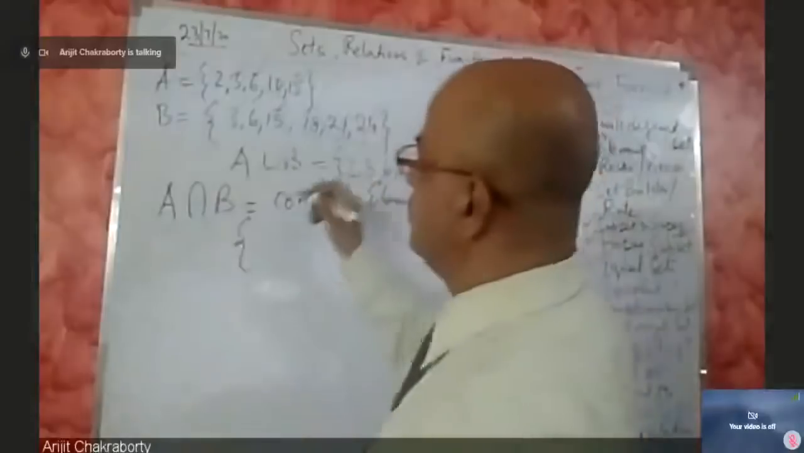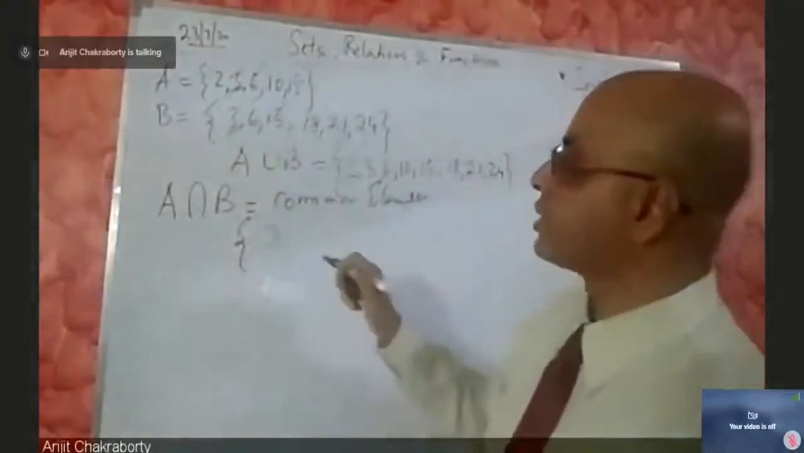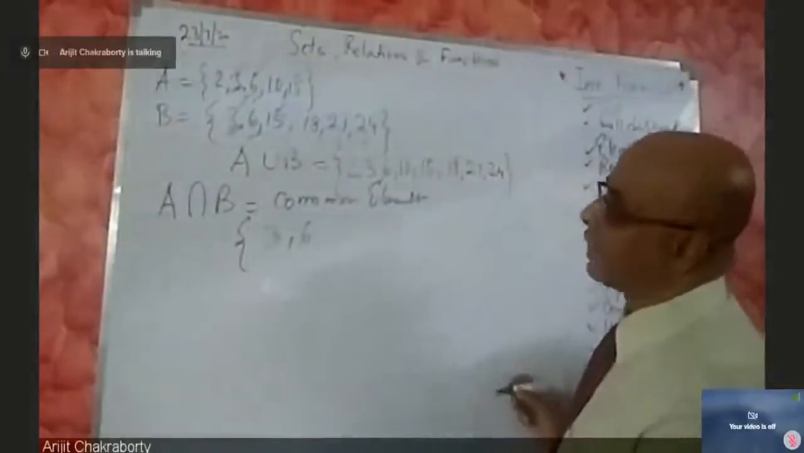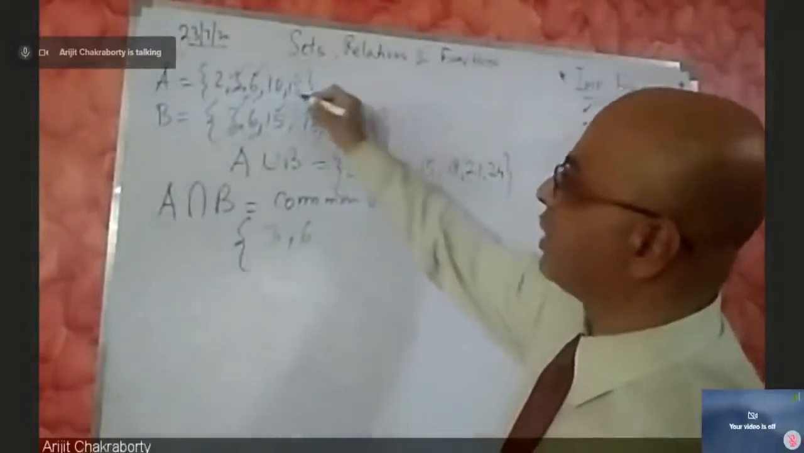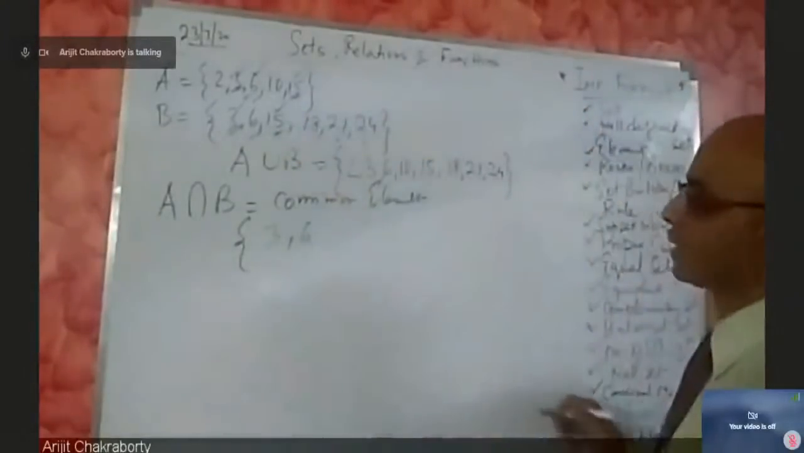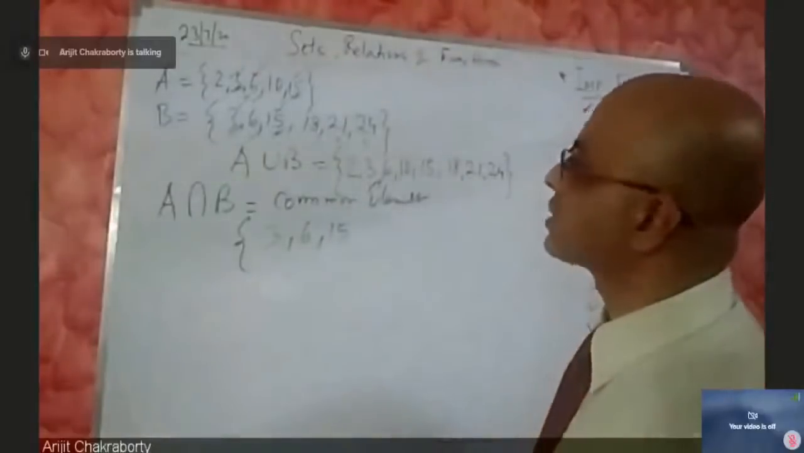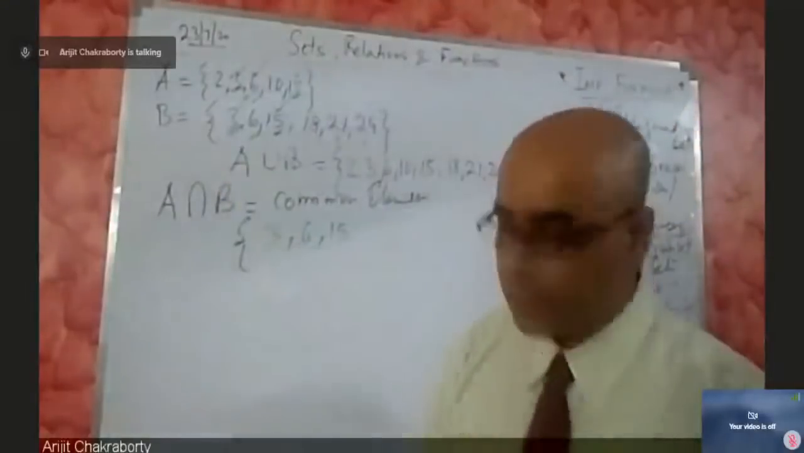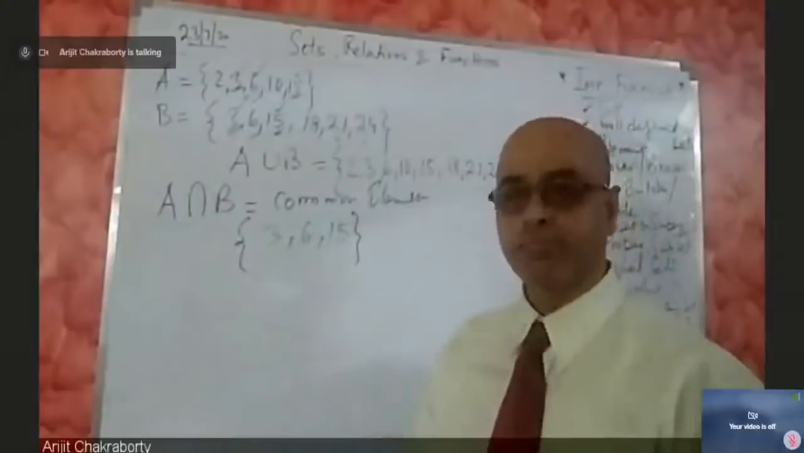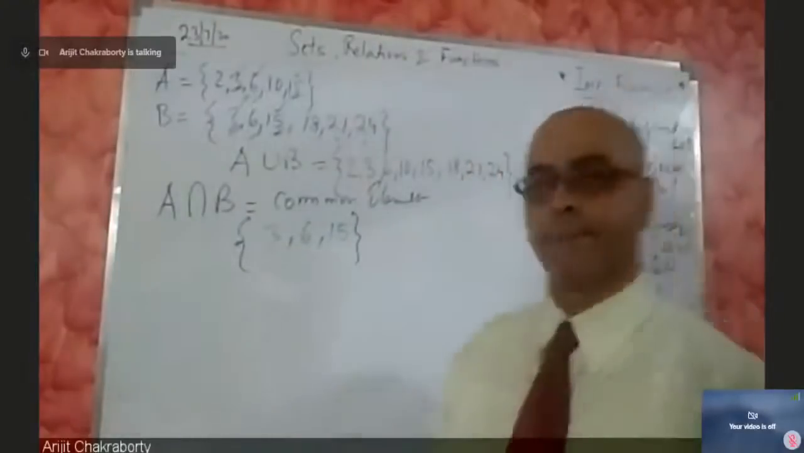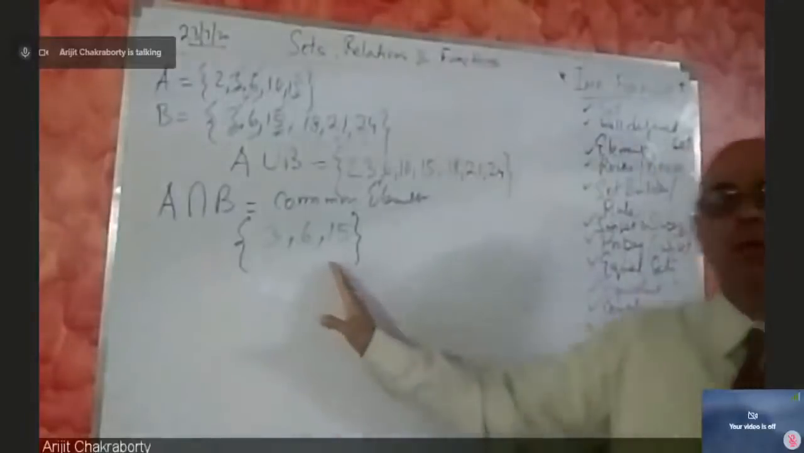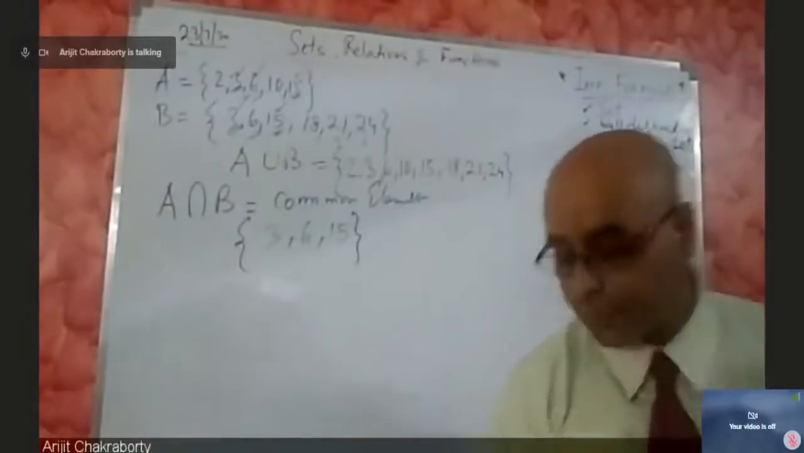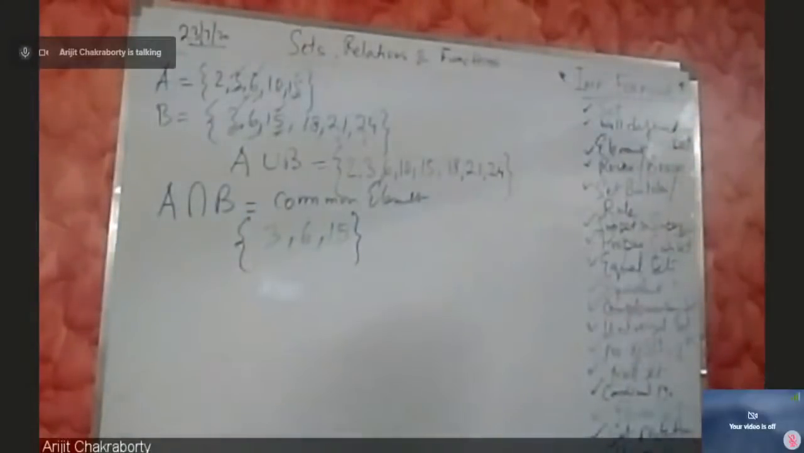So 3 is there, 3 is there. 3 I write. 6 is there, 6 is there. 6. Then you have 15. Yes, 15. So I write 15. Anything else? No. 3, 6 and 15. So I close this set. A intersection B is 3, 6 and 15. Please see, this is the concept of intersection of 2 sets. So we have seen union and we have now seen what is intersection also.